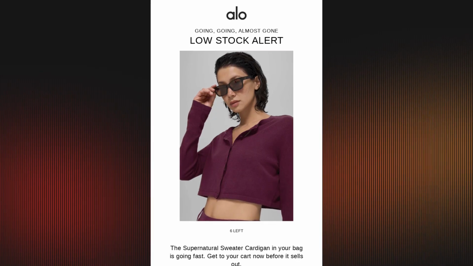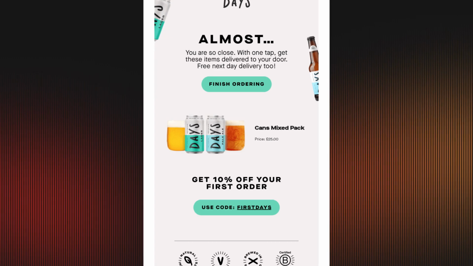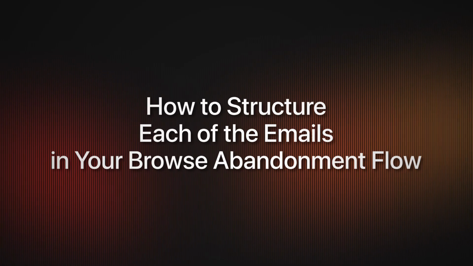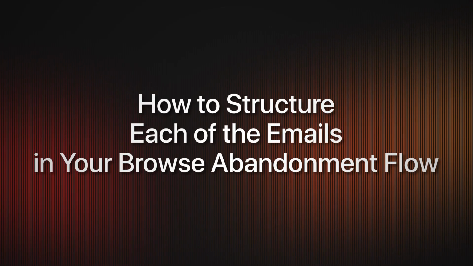You also want to make sure that you're gradually increasing urgency throughout the flow. And finally, you also want to use incentives in the flow so you can maximize the number of orders that you're recovering while maintaining a high profitability with those orders. Now let's go ahead and actually see how we're going to structure each of the emails in your flow to make sure that you're getting the most amount of these window shoppers to actually make a purchase.